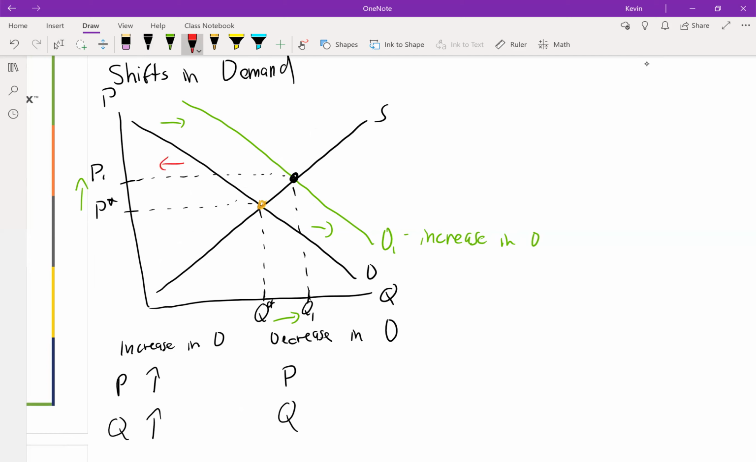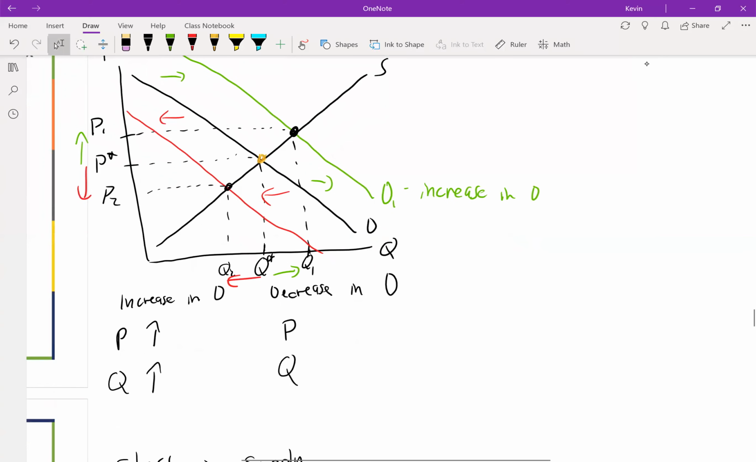Then on the opposite end, if we have a decrease, we'll shift our demand curve to the left. And we'll note this new equilibrium. Then we'll have, say, price 2 and quantity 2. We see that from our initial, price 2 is a decrease, and quantity 2 is a decrease. So if we have a decrease in demand, both our price and our quantity will decrease.